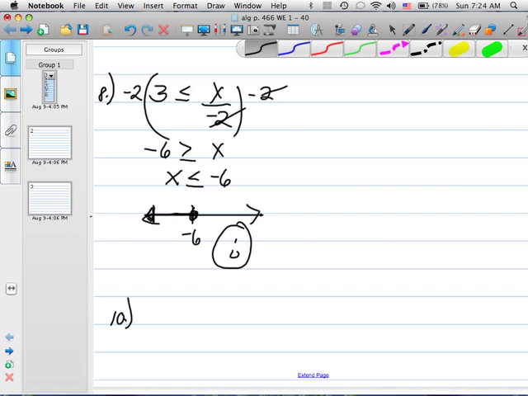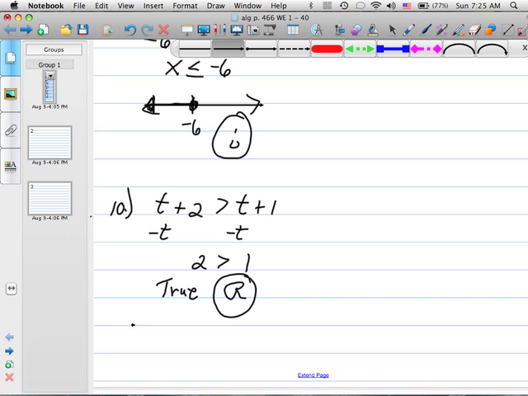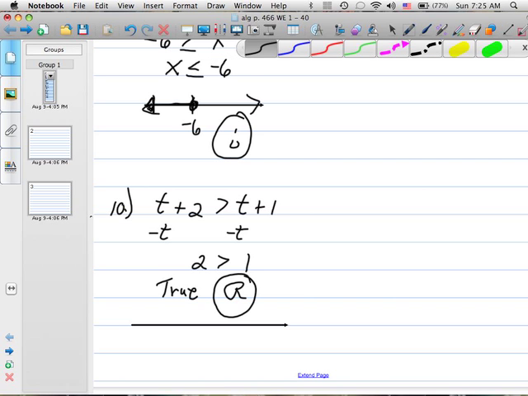And problem 10, we have t plus 2 is greater than t plus 1. Well, the first thing to do here is get the t's on one side. So we're going to subtract the t. And we get 2 is greater than 1. Since this is a true statement, the reals, or all the numbers on the number line, would be a solution, so the graph would be the entire number line. So it'd be solid arrows at both ends, and then everything shaded in between. And that would be C.